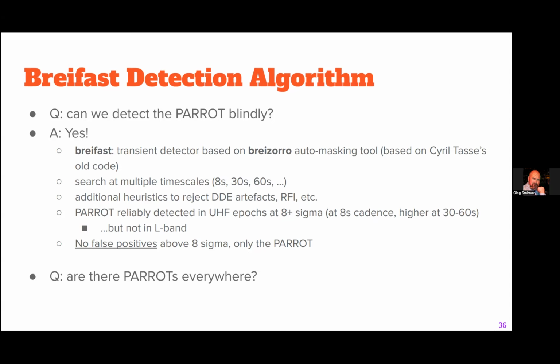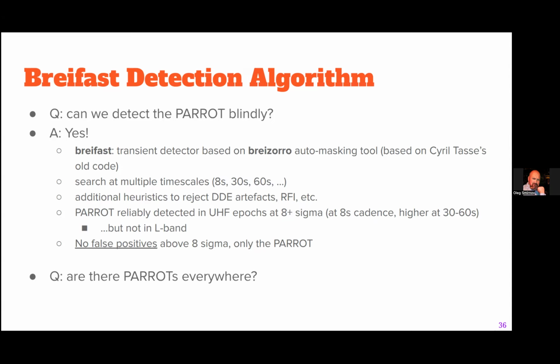So we got to a point where we could detect the parrot quite reliably in all the follow-up observations where we observed it, and we weren't getting any false positives. Well, I mean, it depends on your sigma threshold that you give the algorithm. But at about 8 sigma, we would see the parrot and we would pick up nothing else. So all that horrible stuff was being ignored by the algorithm.